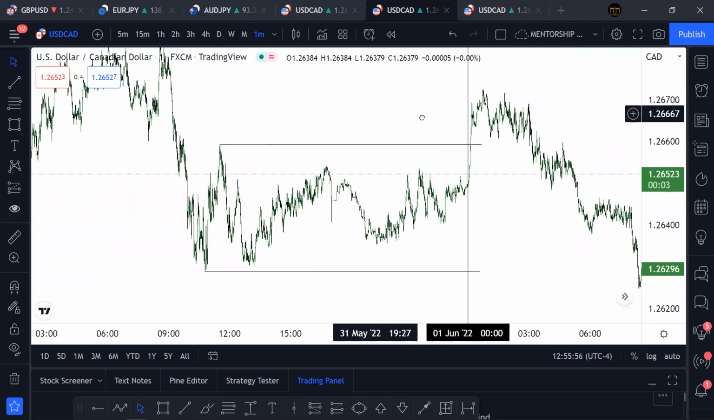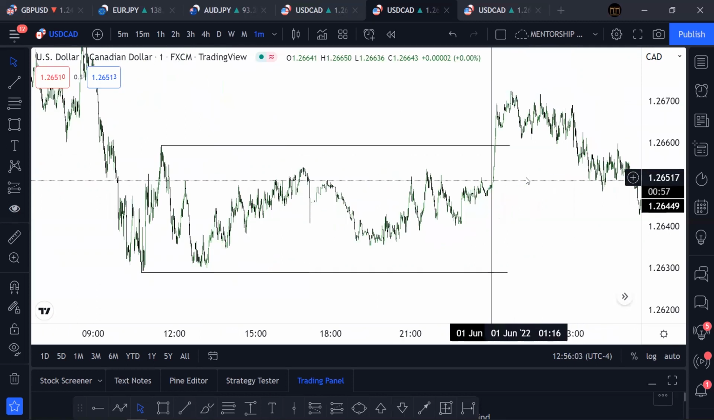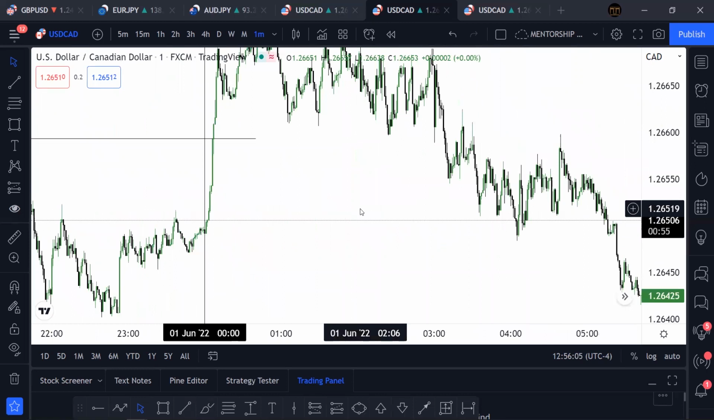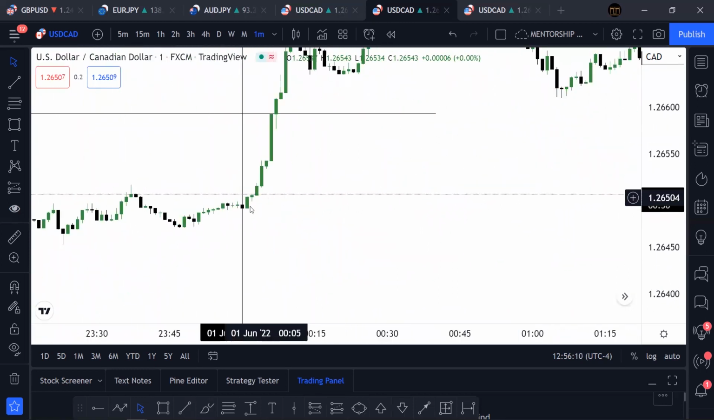Price runs above. Now this is the New York open, sorry, the London kill zone. Price opens here at midnight. I am going to mark that price level, on this same candle, this black candle.